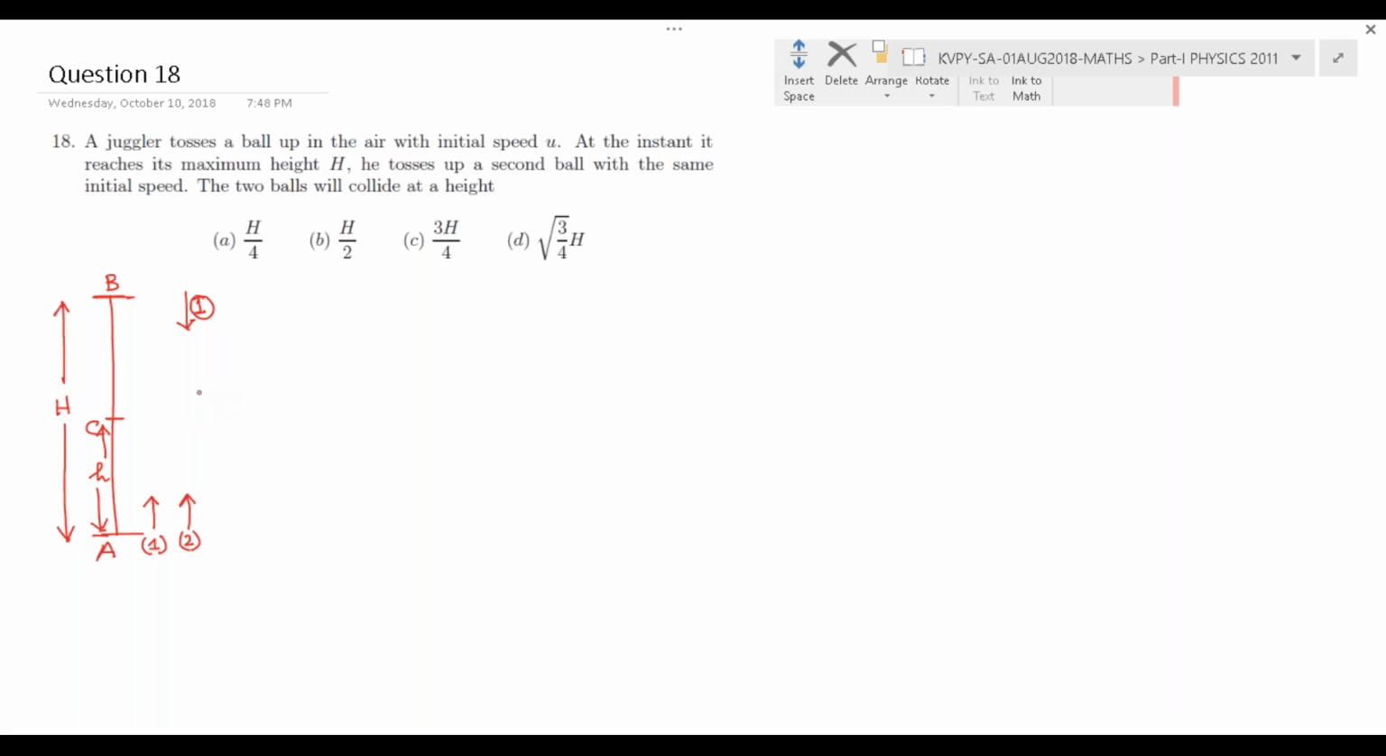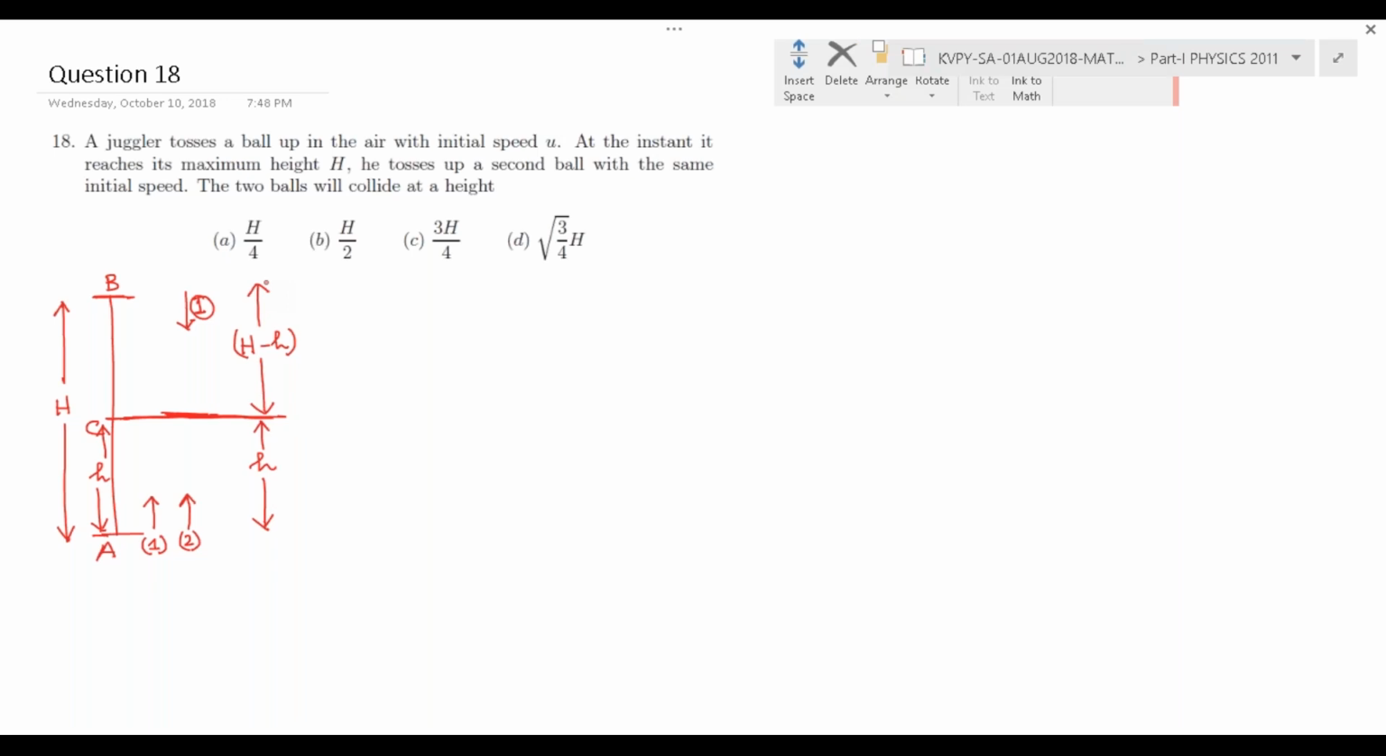According to the question, we need to find the value of lowercase h in terms of capital H. As simple as that. At this point where they are meeting, h is the height from the ground. So obviously from the top point, it will be capital H minus h. This is the visual representation of the problem, and after that we are going to solve it the way we want.